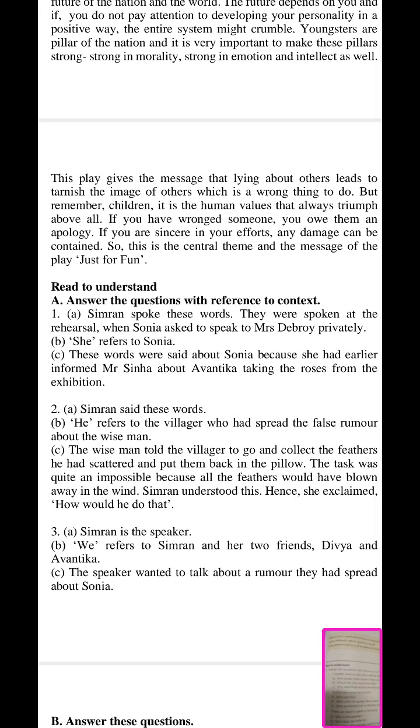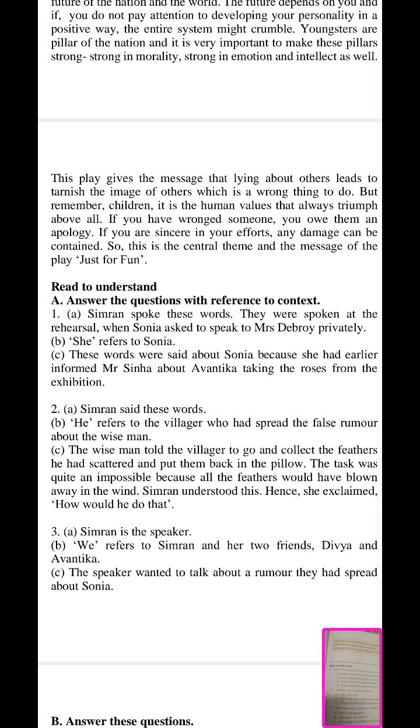Who is the she mentioned here? She refers to Sonia. Why were these words said about her? These words were said about Sonia because she had earlier informed Mr. Sinha about Avantika taking the roses from the exhibition.